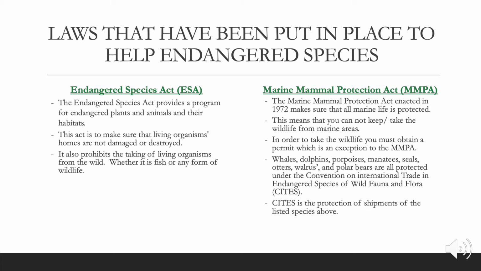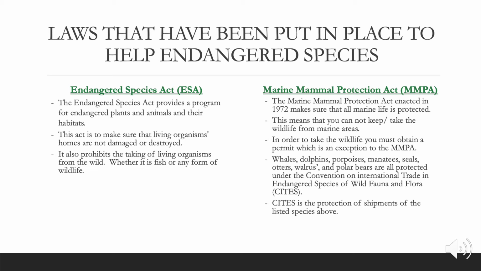There are 3 laws that have been put into place. I'll begin by discussing the Endangered Species Act, ESA, then the Marine Mammal Protection Act, the MMPA, and finally the Clean Water Act. The Endangered Species Act is a program that was implemented in December of 1973. This program is for endangered species and plants. This is to protect their habitats. This means making sure their homes are not damaged or destroyed. This act prohibits the taking of living organisms from the wild.